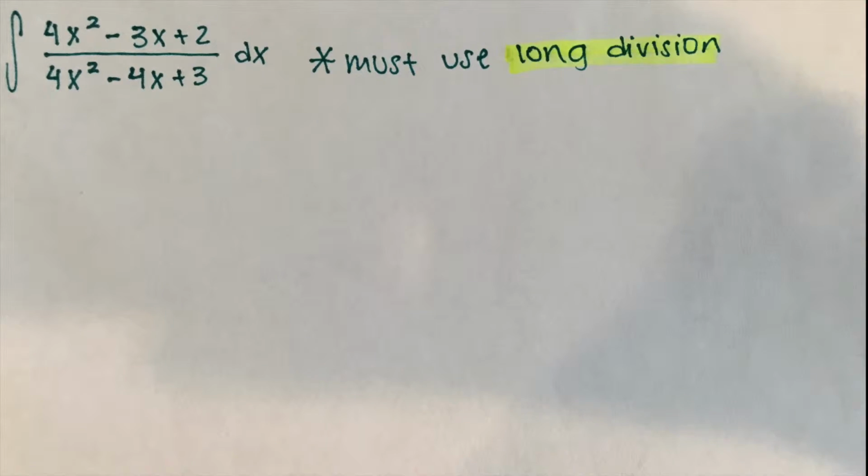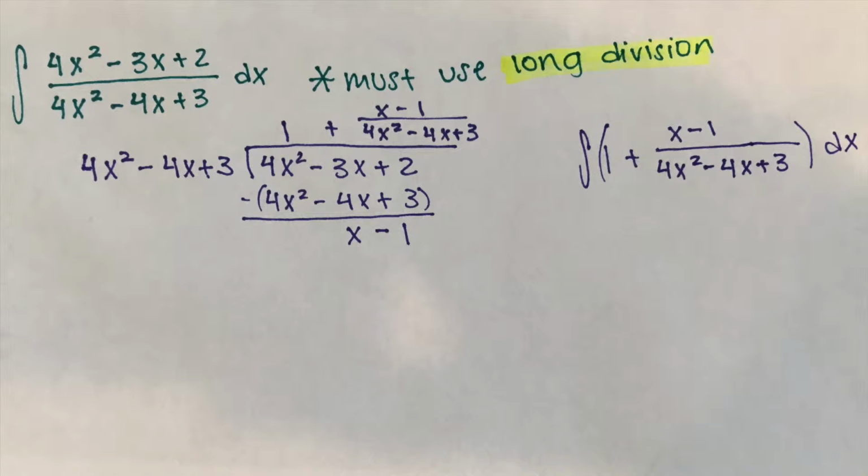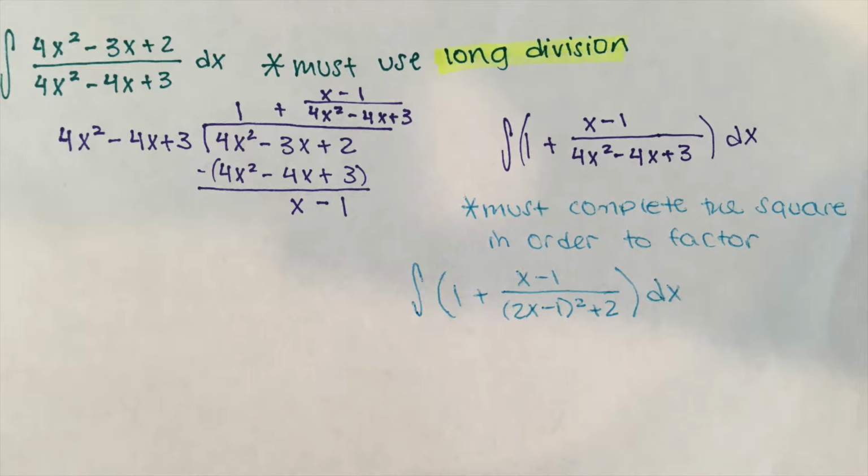Alright, so let's look at a problem where you actually do have to use long division to solve. So in this problem, because the degree in the numerator is not less than the degree in the denominator, we first have to divide in order to integrate. So after doing long division, we can see that we're left with 1 plus a remainder that has a smaller degree in the numerator than the denominator. From here, we can see that our denominator of the remainder actually doesn't factor. So we have to use completing the square in order to factor.